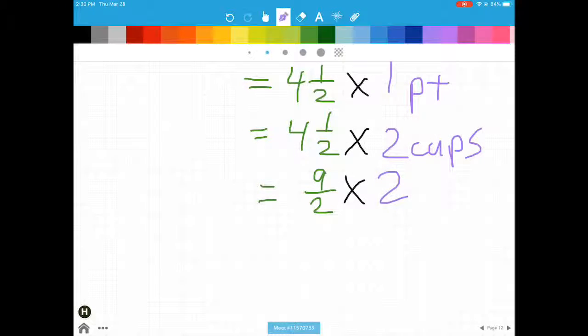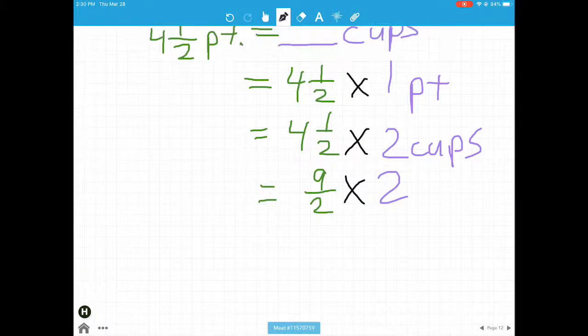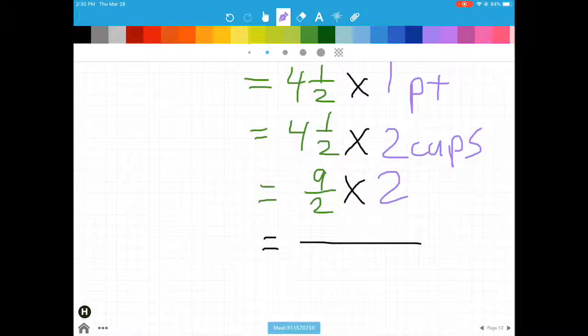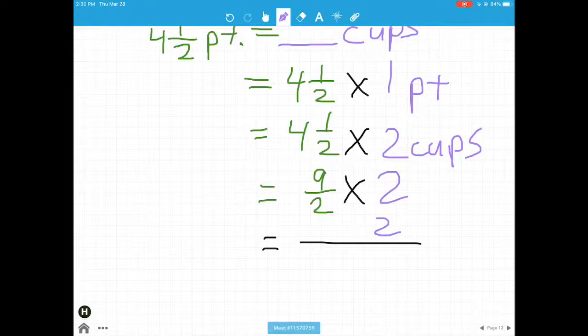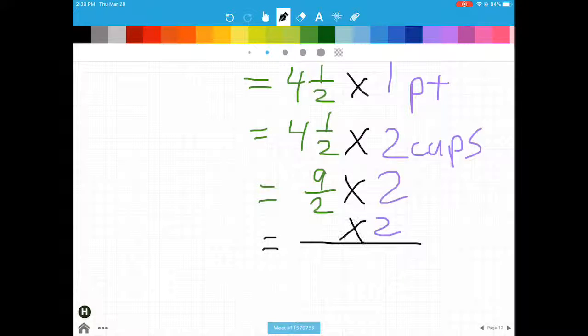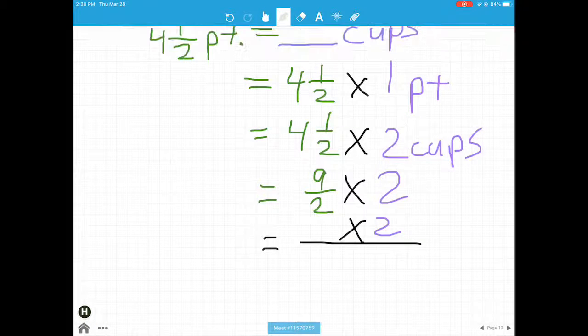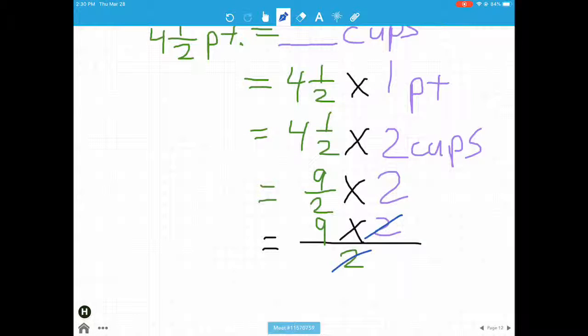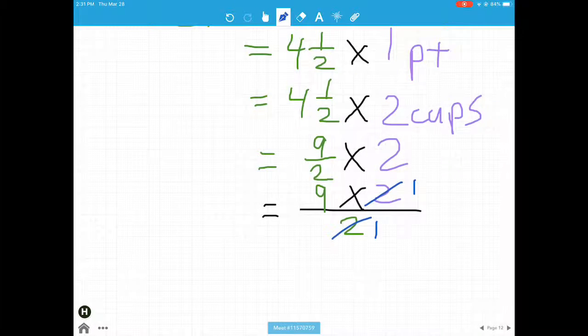Going to multiply that by 2. Some of you can already see that we can cross cancel, but just to make sure, to see what's going on, I'll show it all together. So now we can cancel out the 2's. 2 divided by 2 is 1, and 2 divided by 2 is 1. So our final answer is 9 cups.